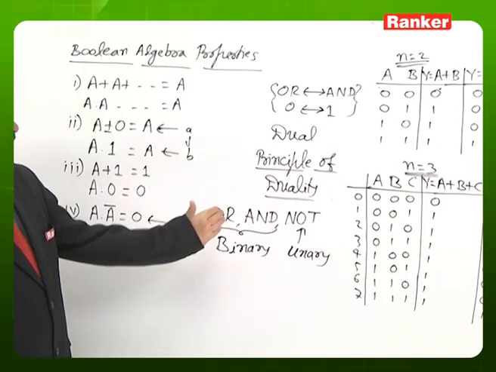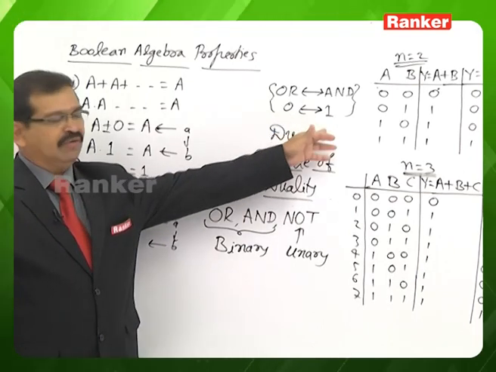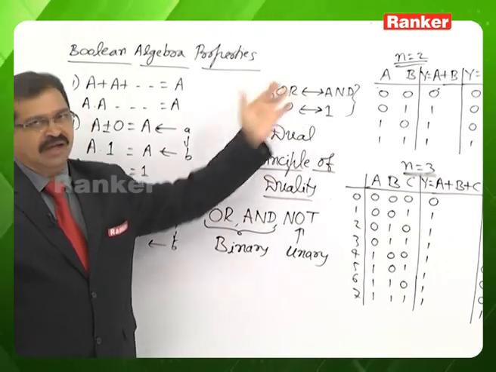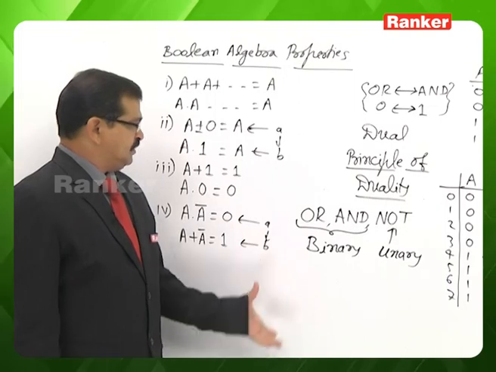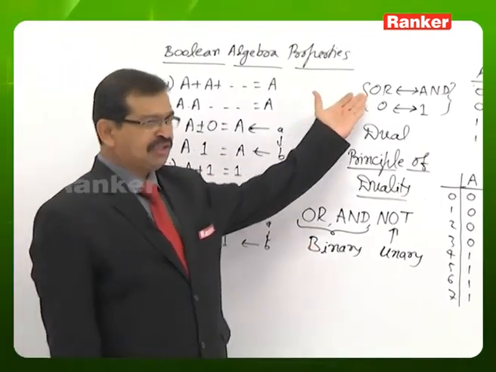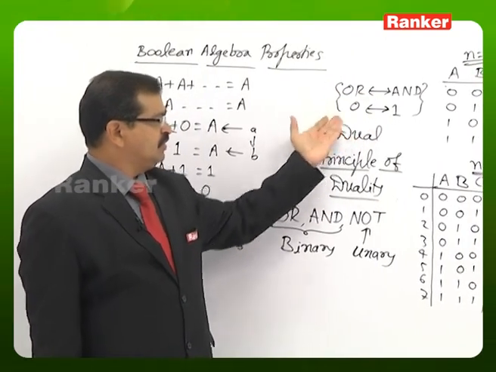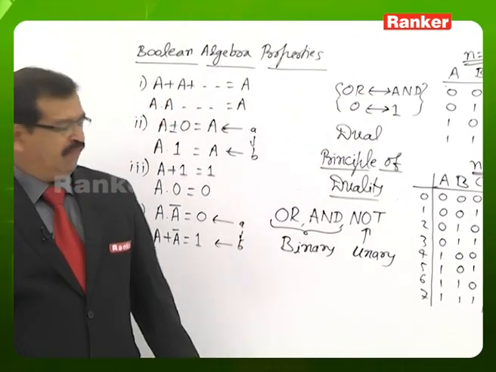So in the principle of duality, what we are looking at is there is an interchanging of the Boolean constants 0 and 1. There is an interchanging of OR and AND operations. Basically, there is an interchanging of OR and AND operators, and an interchanging of Boolean constants 0 and 1.